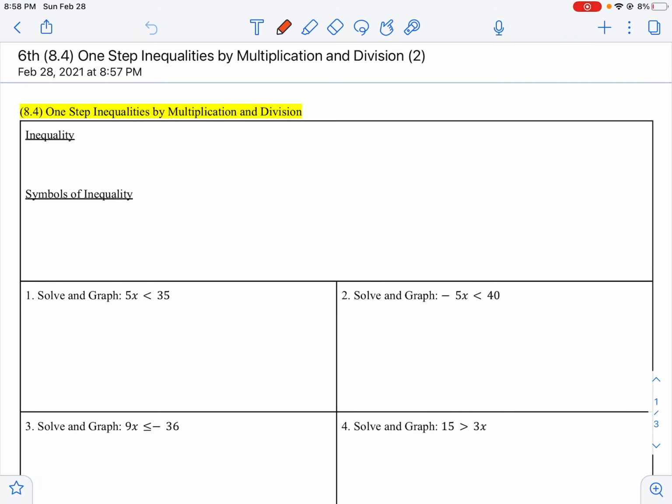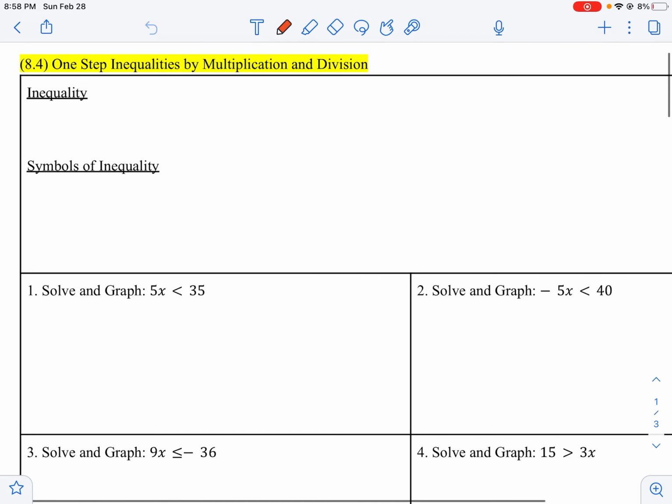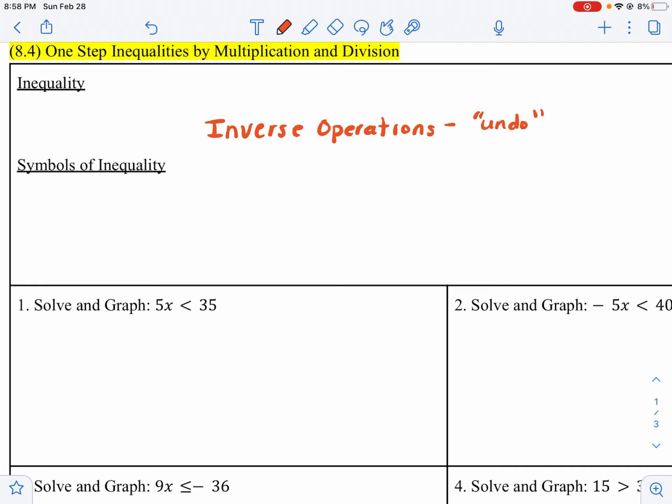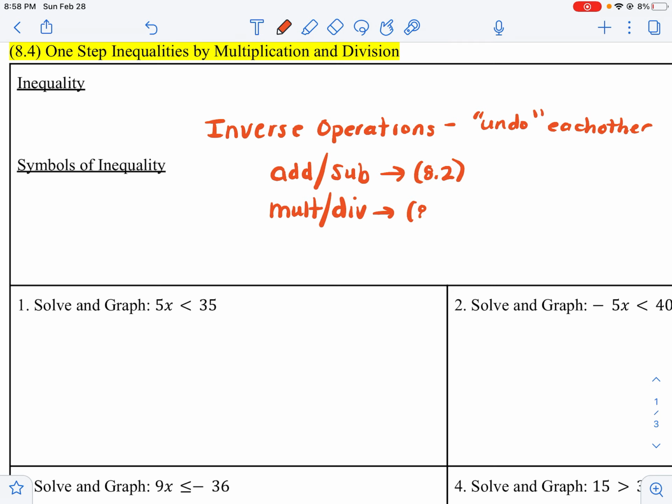In this lesson, we will be learning one-step inequalities by multiplication and division. So our inverse operations work the same as when we were solving equations. Inverse operations are the operations that undo each other. Addition and subtraction, which you would see in video 8.2, and in this lesson, multiplication and division, undo each other as well.